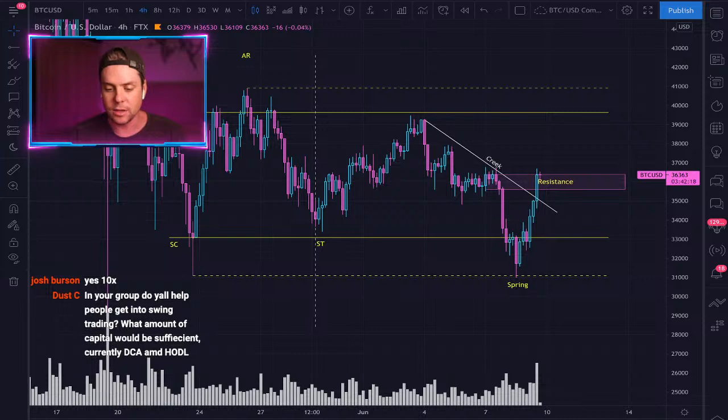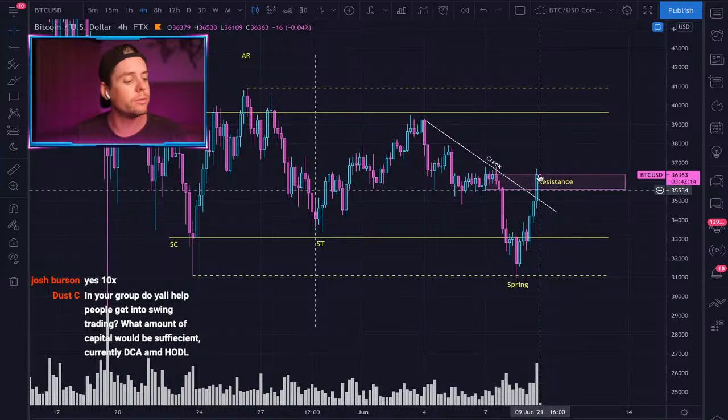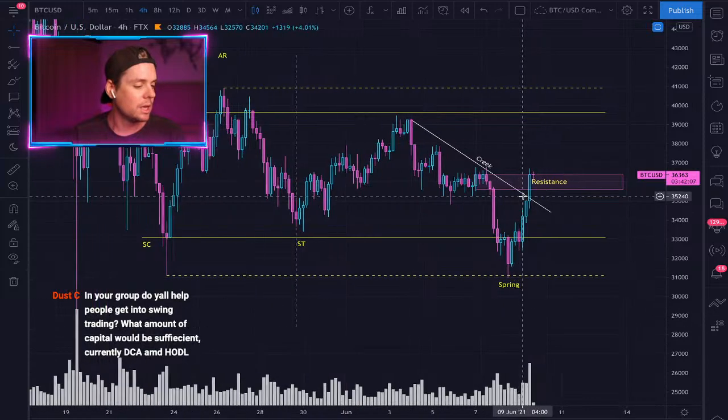Do I think BTC is going to break out? Well, we have this local breakout. This is a very strong rally here. This is a strong move. It's not coming on a ton of volume. I mean, it's a pretty good volume candle, actually.